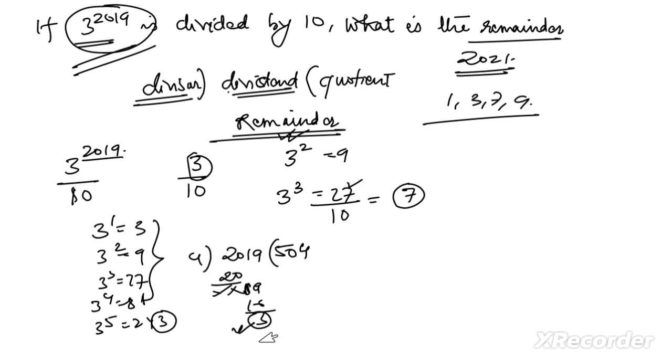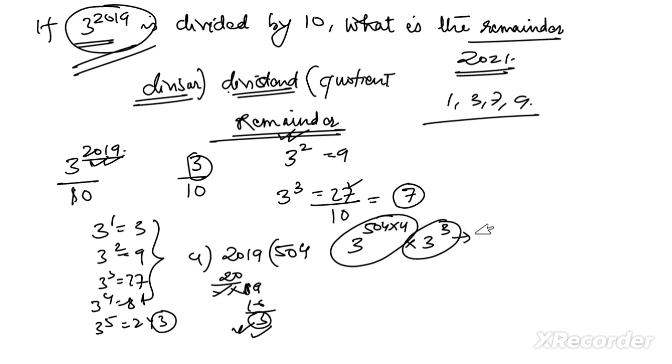Whenever you find this, 3 is not the remainder; this 3 is the power. When you write this, it is 3 with power 504 multiplied by 4, and again 3 multiplied by 3. So this is your complete cycle. And the last number is 27, and when this is divided by 10, your remainder is 7. Got it? So when you are getting 3, don't just write that 3 is your remainder. Your remainder is 7. Okay, 7 is your answer.